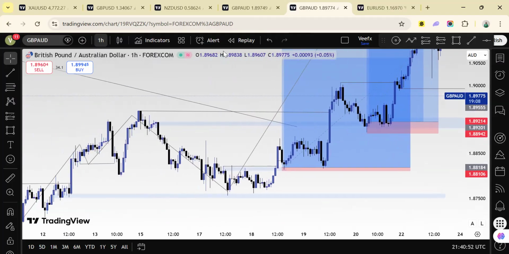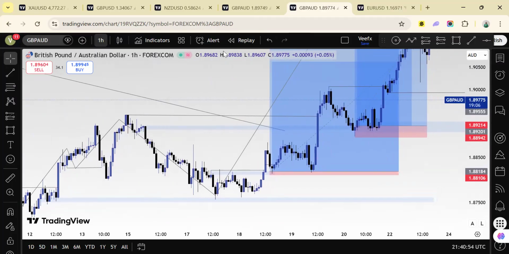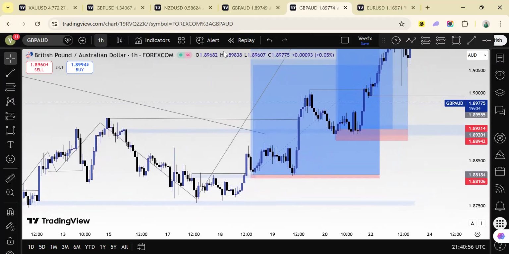Is breaker block the same as break of structure? Can you also say that a breaker block is like a break of structure?